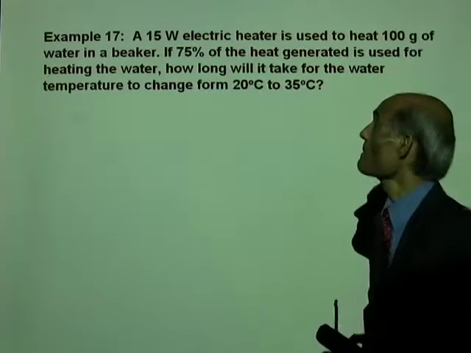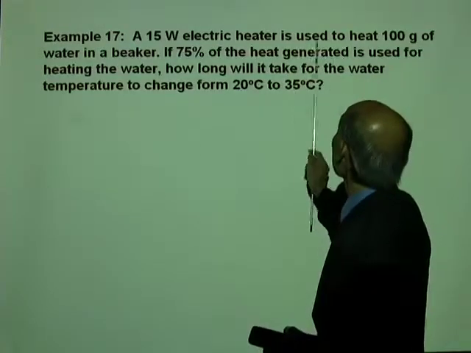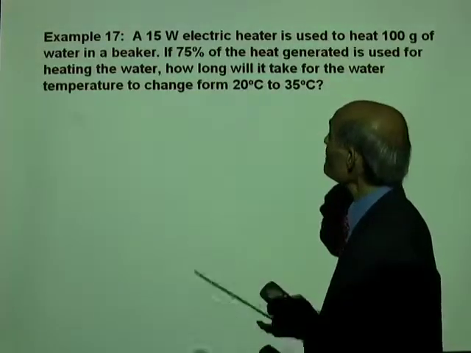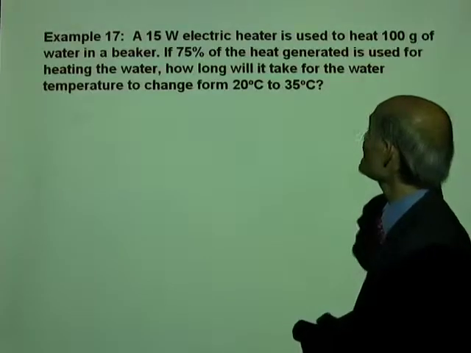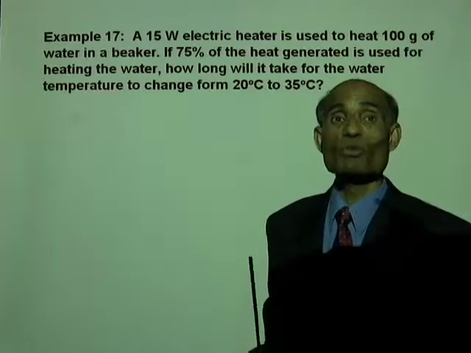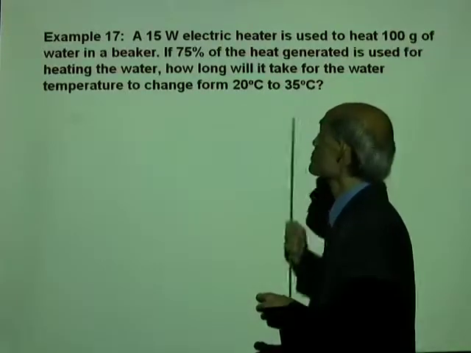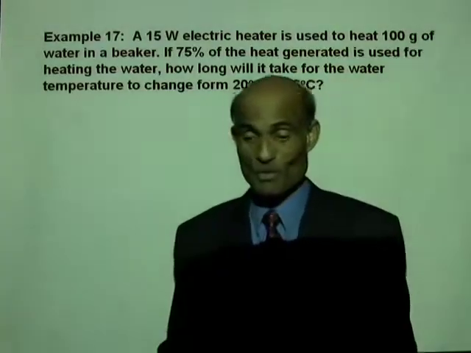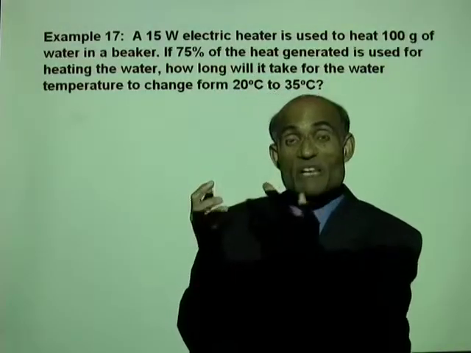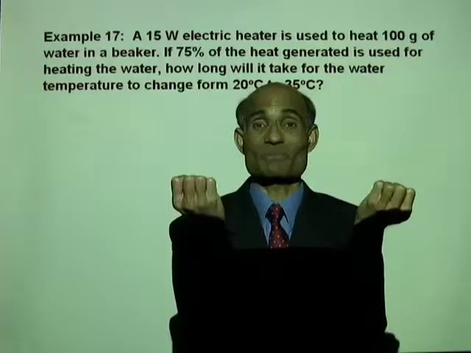Let's do another problem. A 15 watt electric heater is used to heat 100 grams of water in a beaker. If 75% of the heat generated is used for heating water, how long will it take for the water temperature to change from 20 degrees Celsius to 35 degrees Celsius? Well, here we have heat generated electrically, and that heat is used to heat up water. That means we are going to use two principles.